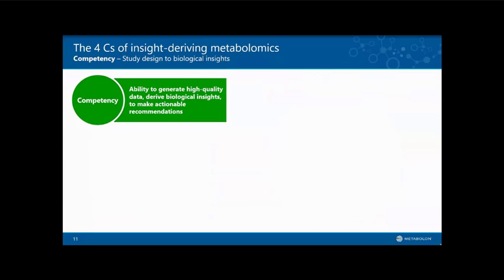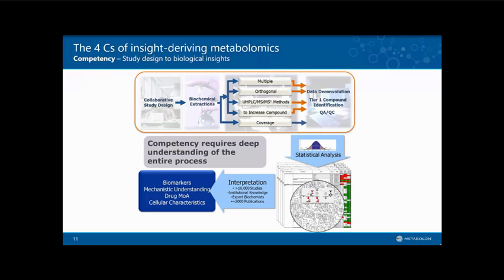The next C is competency. And competency is defined as the ability to generate high-quality data driving biological insights and making actionable recommendations. I think of this as being essentially the core of any of your technology that you're going to use, all the way from collaborative study design all the way through the process of actually doing the interpretation of the data. You have to have deep understanding of your entire process in order for competency to be there.